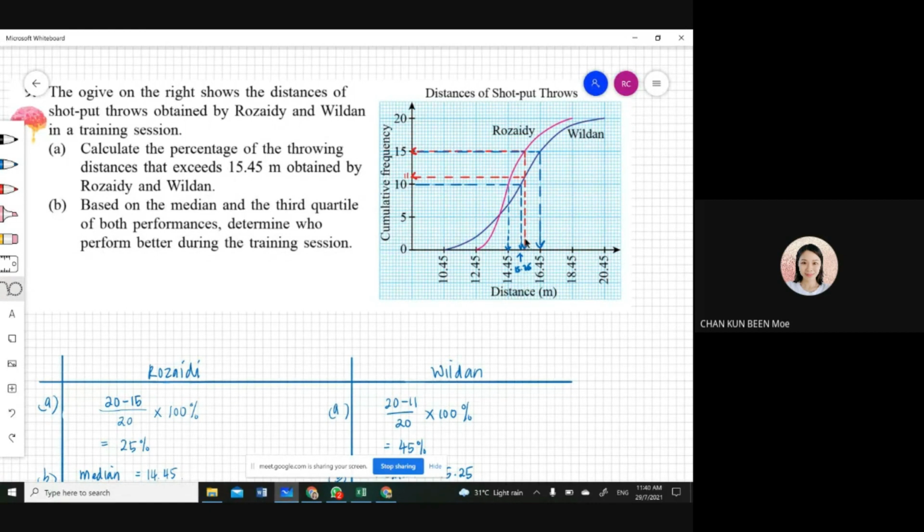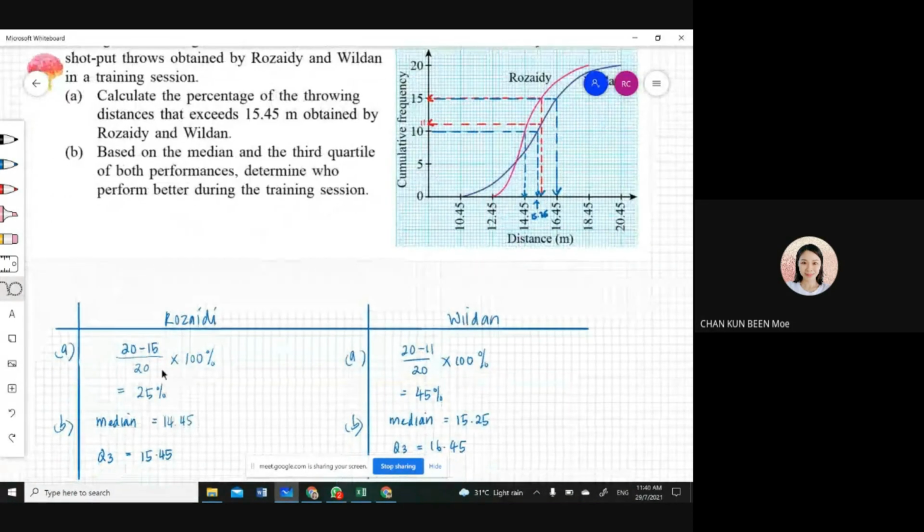The one in red that I plotted using the red dash line here. So you move up, you can get the reading of 11. That is for Wilden. And then the reading for Rosidi is 15. So from here, to find the percentage, actually you need to minus 20, you minus 15. This one is for Rosidi.